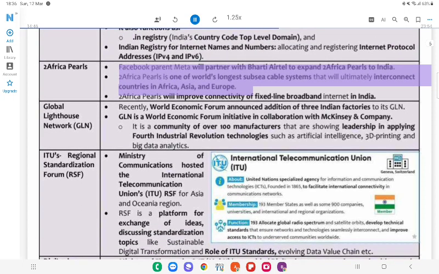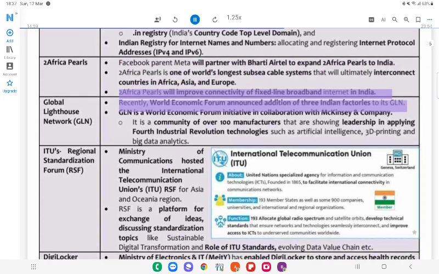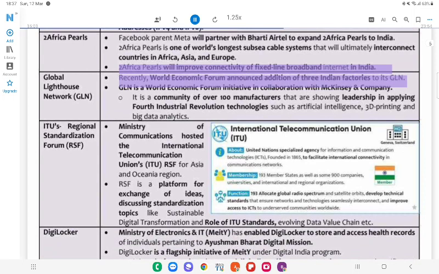Facebook parent Meta will partner with Bharti Airtel to expand 2Africa Pearls to India. 2Africa Pearls is one of the world's longest subsea cable systems that will ultimately interconnect countries in Africa, Asia, and Europe. 2Africa Pearls will improve connectivity of fixed-line broadband Internet in India.